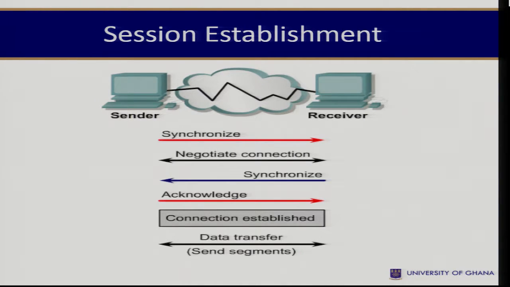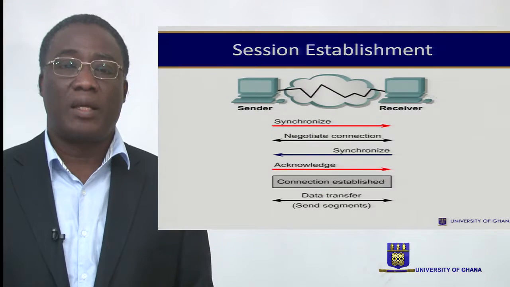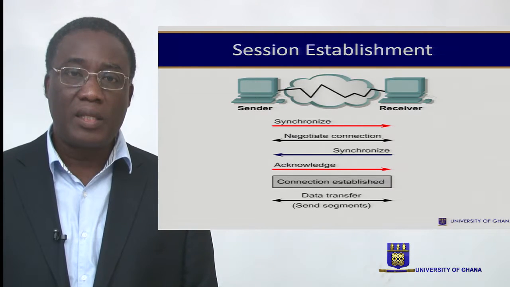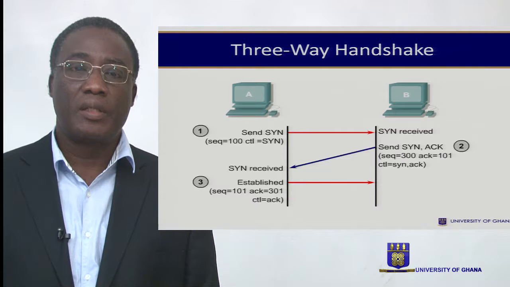Session establishment. So you have a sender, you have a receiver. There's first a synchronization. You synchronize, then you negotiate the connection. Then there's a response synchronization, and then there's an acknowledgement. Once the acknowledgement is done, a connection is established, and data transfer can begin. And this data transfer can be in both ways.